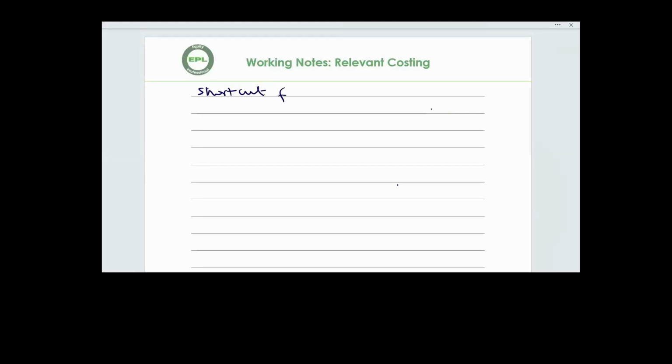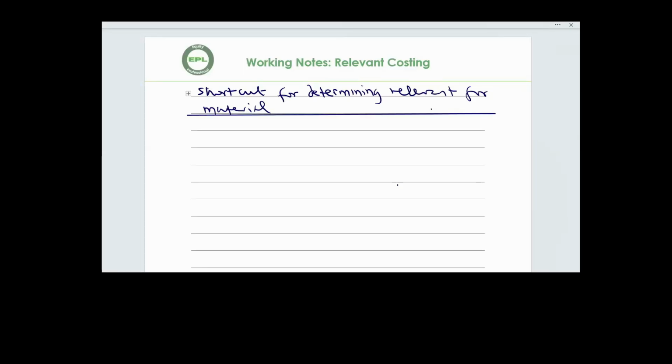Shortcuts for determining relevant costs for material. Now, why did I single out this shortcut?